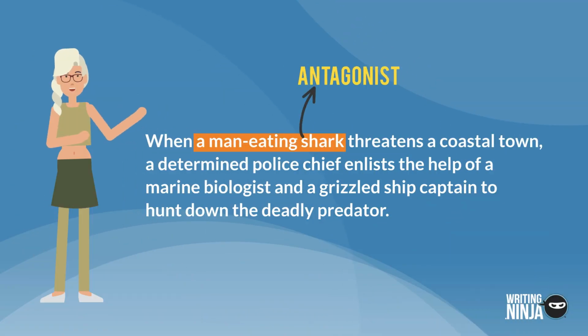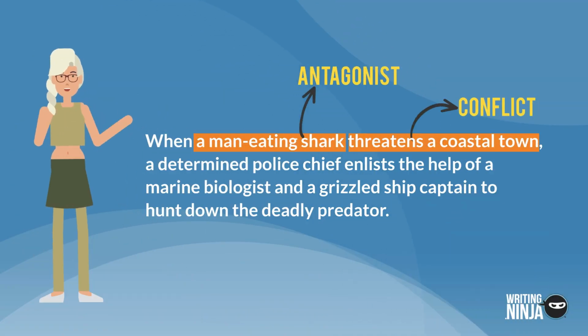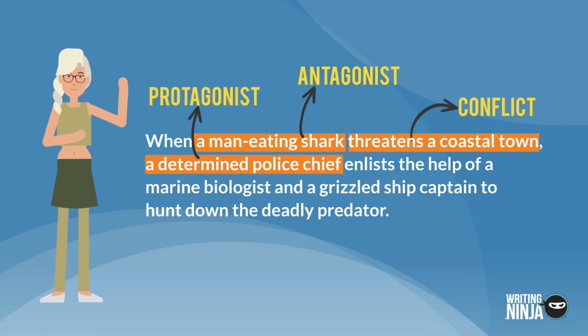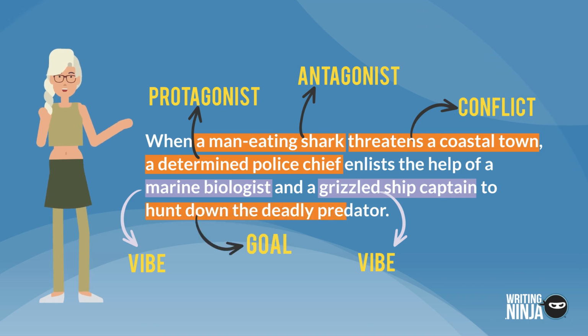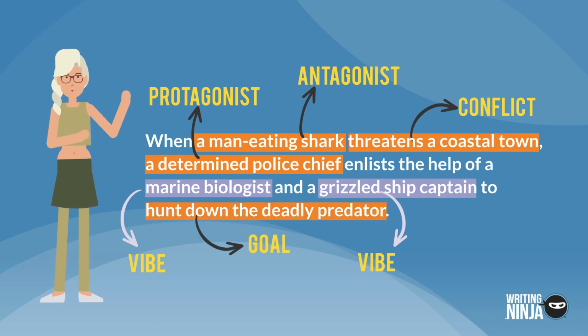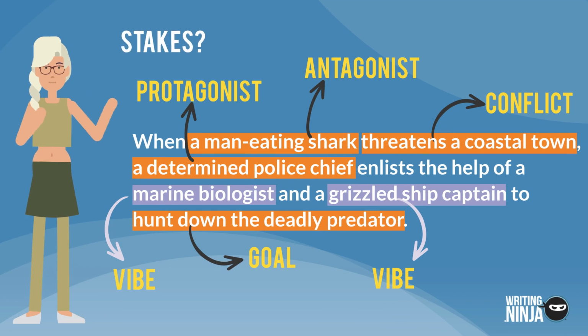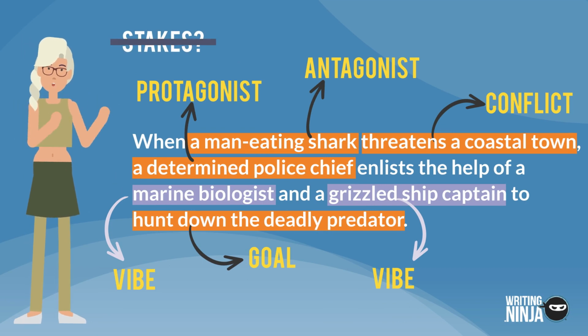We start with the antagonist. Then there's the story's conflict, followed by the protagonist, and a couple of other characters that convey the story's vibe. And finally, the main goal of the story, all in one evocative line. And, did you notice, there aren't any specific stakes included in this version?